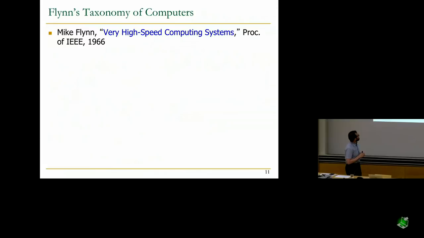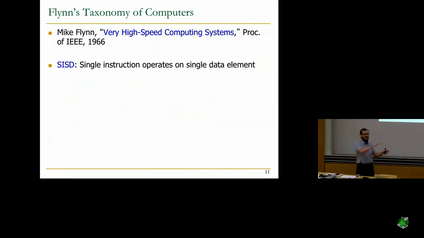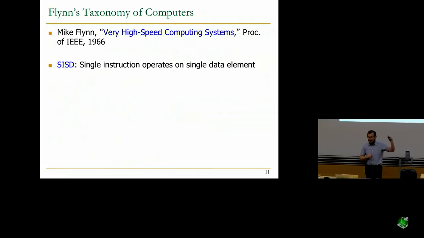One of the places where it was first introduced was in Mike Flynn's seminal paper, which really introduced a taxonomy of computers. And the idea over here is to look at computers in two dimensions. You have instructions and data in two different dimensions. And the key question is, are you executing a single instruction at a time or multiple instructions? And what is that single instruction or multiple instructions operating on? A single data element or multiple data elements? Because you have two things over here, you have four different options.